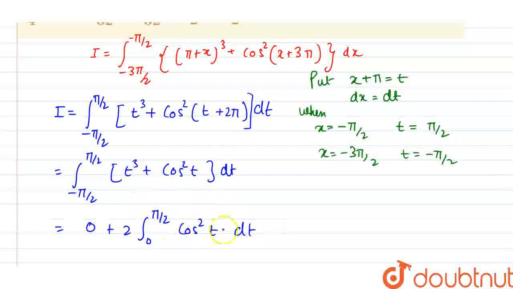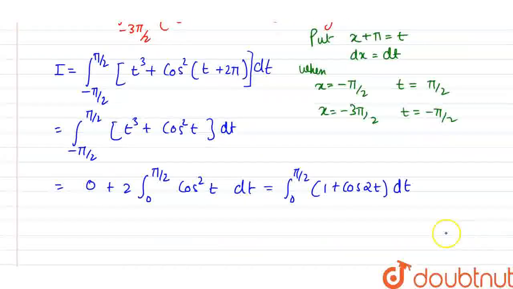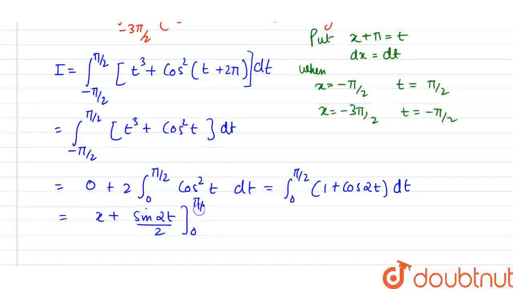Now we have to further simplify our second integral part. This is equal to the integral from 0 to pi by 2, and cos square t can be written as (1 plus cos 2t) by 2, dt. When we evaluate this, it becomes x plus sine 2t divided by 2, and the limit is 0 to pi by 2.